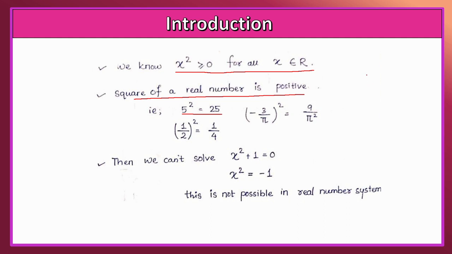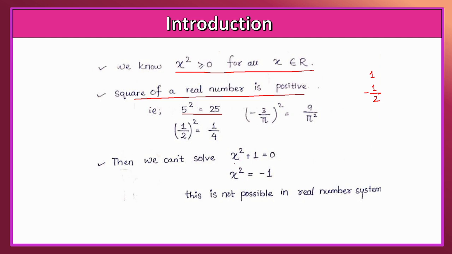Real number means it can be an integer, it can be a fraction also, it can be negative also. So negative or positive, the square of that number is always greater than or equal to 0. We know as per the real numbers, x belongs to real number, x square is greater than or equal to 0.